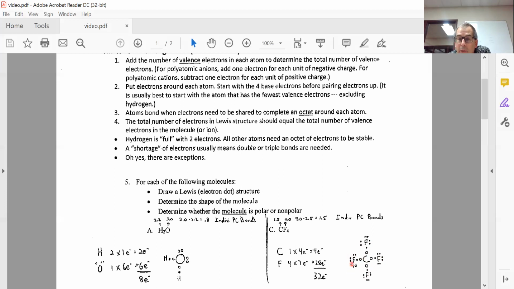I have an octet around this fluorine and this fluorine and this fluorine and this fluorine. And by bonding 4 times, now the carbon has 2, 4, 6, 8, an octet there. So we follow all our rules, and this is a stable structure. All right, let's look at shapes of these things and then whether the molecule is polar.